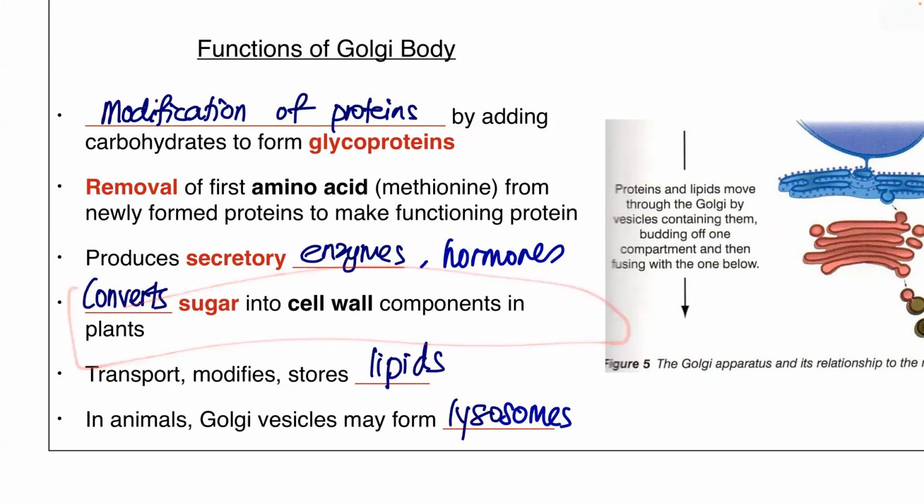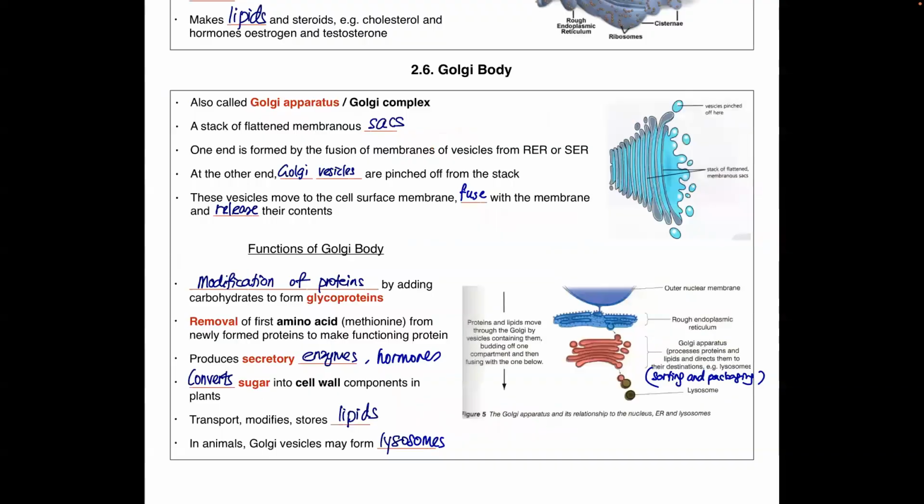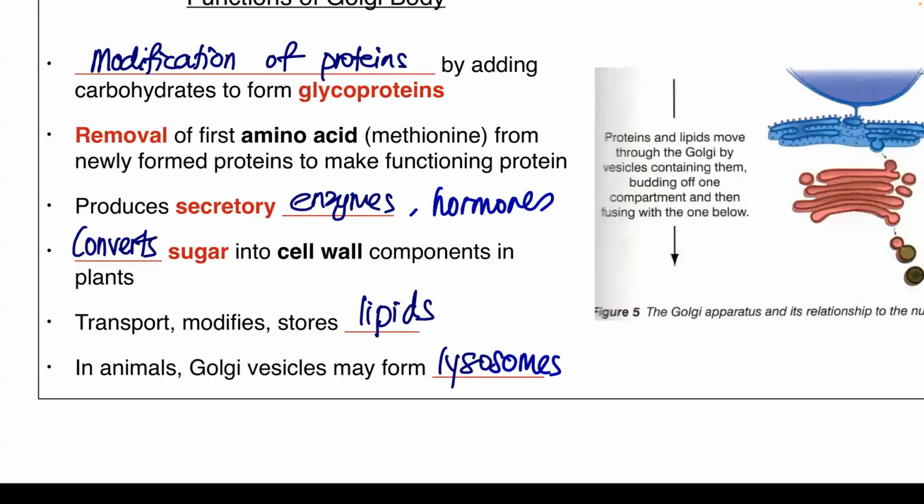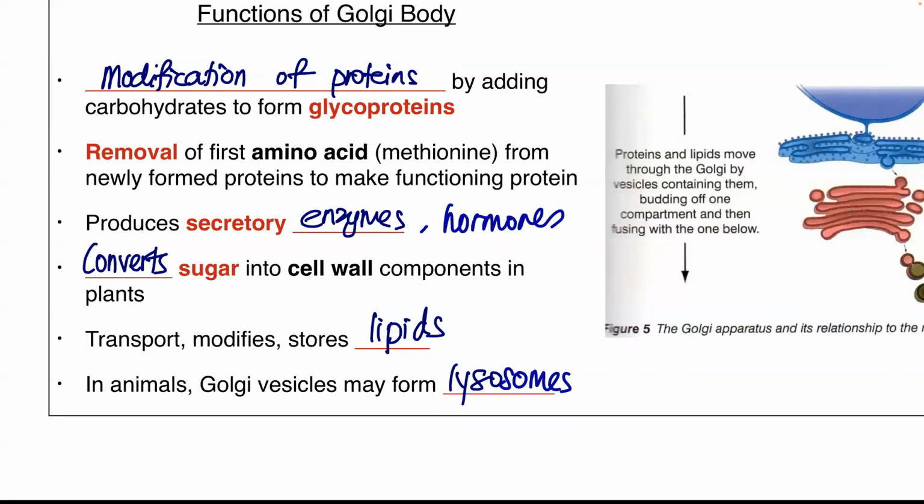When we come to the chapters on cell mitosis, we'll come across this. And transport, modify, and store lipids. So it is also involved in the modification and transport of lipids, because you will also have lipids coming from the smooth ER. In animal cells, Golgi vesicles may form lysosomes. Note that the lysosome is a structure that is unique to animal but not plant cells.